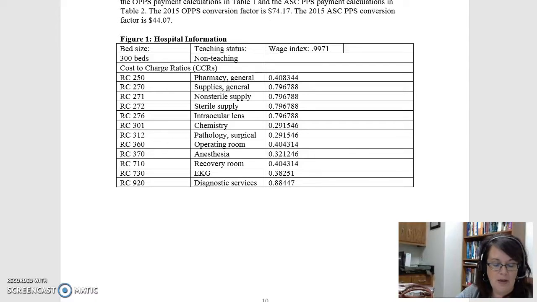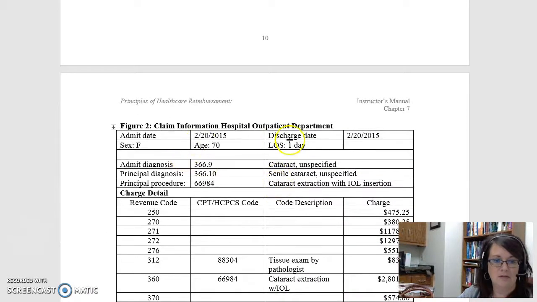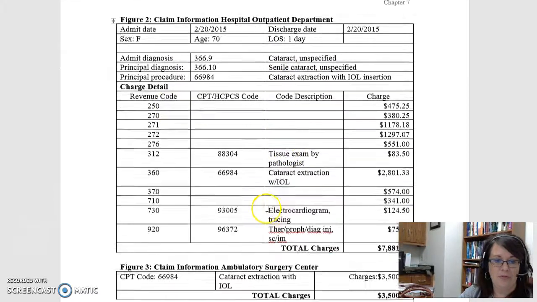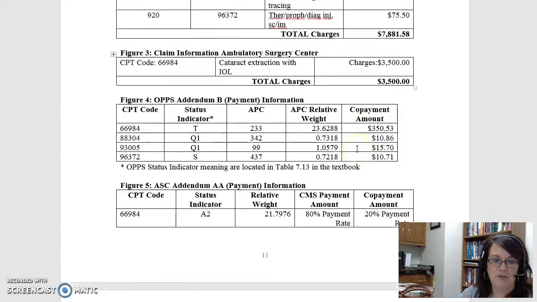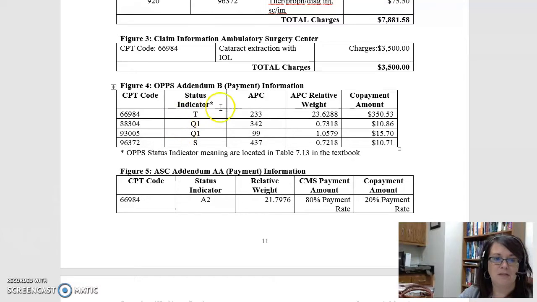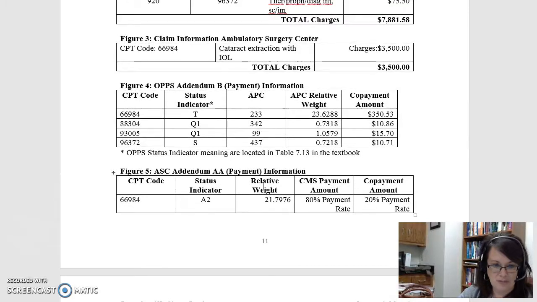Hi students, a little bit of help with the application exercises for Chapter 7 and reimbursement out of the student workbook. If I look at application exercise 3, you have a bunch of figures, and I have some of them on the screen. Hospital information, so here's the wage index for all of these cost ratios. Here's claim information, the revenue codes, the details and the charges, claim information on the ambulatory surgery center side, some payment information on both of these, and then questions.